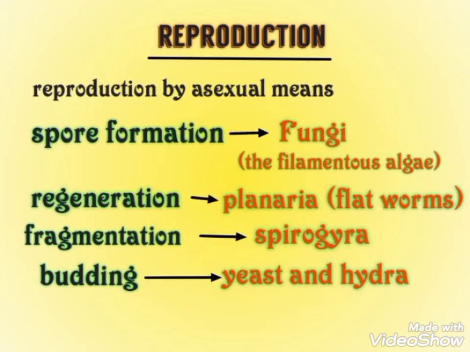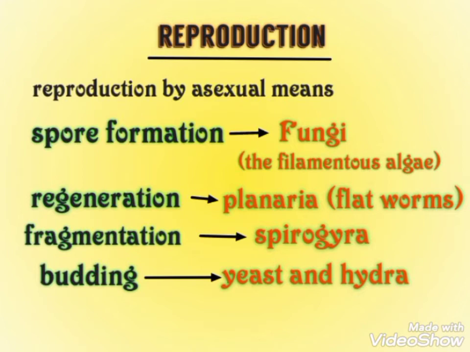Now, asexual means of reproduction are used mainly by less developed organisms. Let's study about those also. First is spore formation. The filamentous algae usually reproduce through this process, for example, fungi.